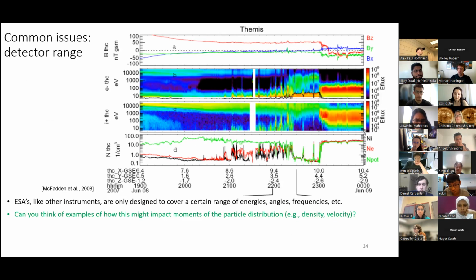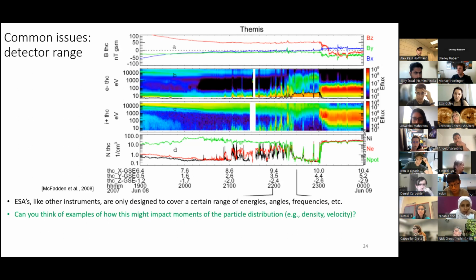So anyone have any thoughts on how the fact that you only measure a certain range of angles and frequencies might impact the particle distribution? There's more than one answer for sure. Yep, so Sky says only see one population at a time. Definitely, that's a good example. Also depends on your field of view, yep. Yes, limited angle may not allow it to detect particle beams, very important.